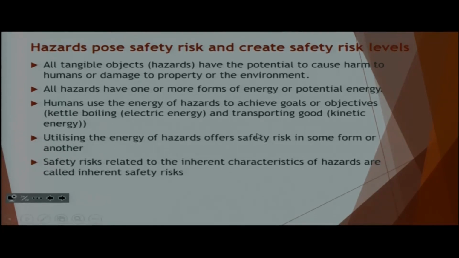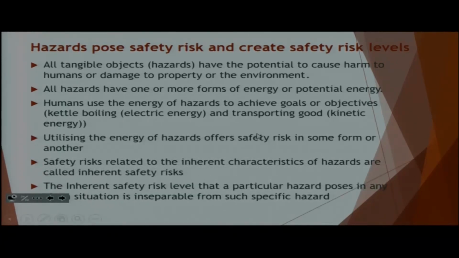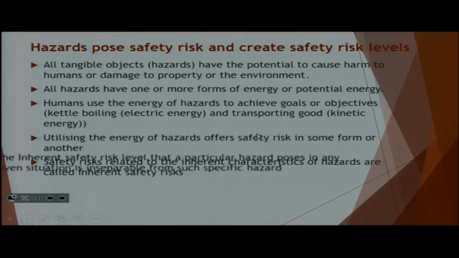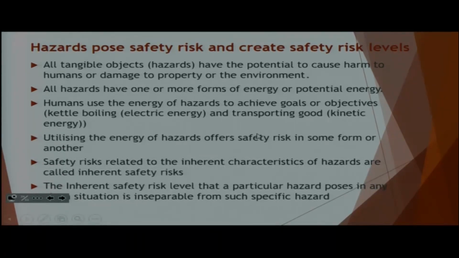Safety risk related to the inherent characteristics of hazards is called inherent safety risk. It is part and parcel of that particular object, which is a hazard. The inherent safety risk level that a particular hazard possesses in any given situation is inseparable from that specific hazard. It is part and parcel of such hazards. Example: flame has heat. Once you have a flame, heat is going to be part and parcel of that particular hazard.